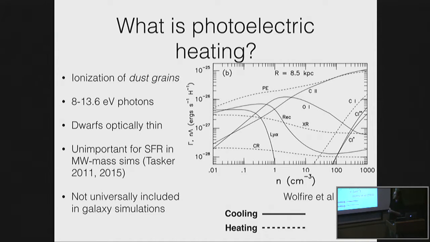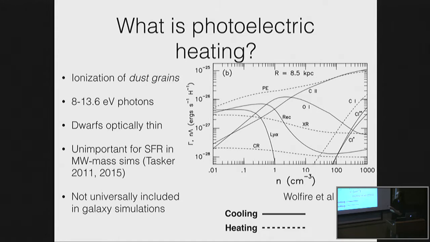People who study the ISM have known that this is a very important process for a long time. This is a model of the ISM near the solar circle, rather, and these lines show you various heating and cooling rates as a function of density.